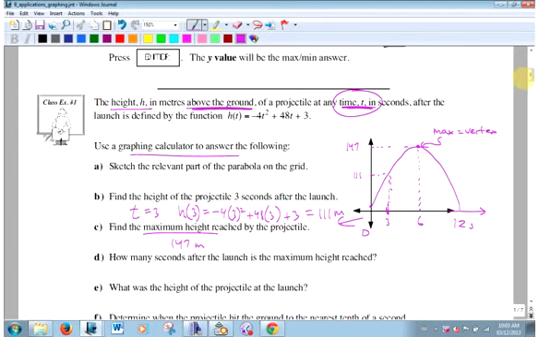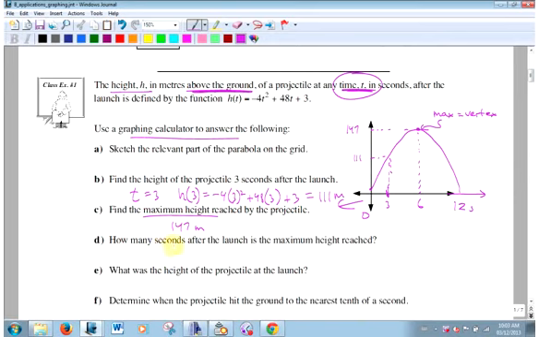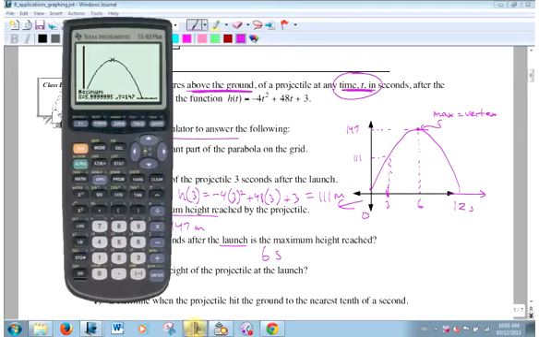Converting it into vertex form. Okay, I'll be doing that in about 5 minutes. How many seconds after the launch is the maximum height reached? I already answered that, didn't I? Because I put it on my graph. 6 seconds, right there. Okay? There it is. At 6 seconds, it's at the maximum height.